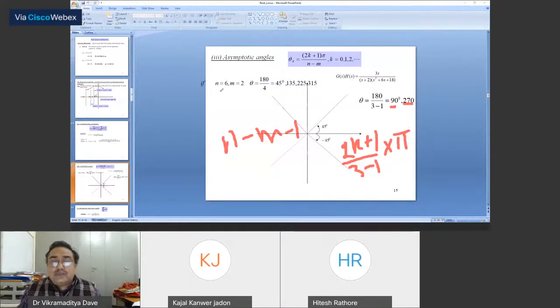Now another example, suppose n is 6, m is 2. Then it will be 180 degree upon 4, and you can easily find out these two angles.